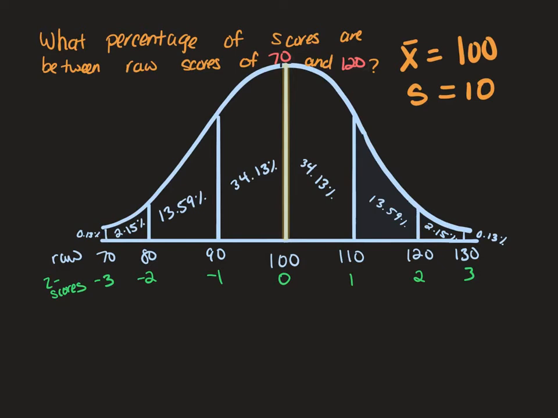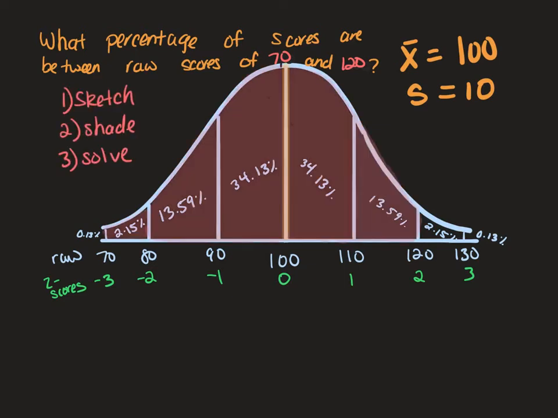Find the percentage of area that corresponds to scores between 70 and 120 using the sketch, shade, and solve method. We already had a sketch, so I've just shaded it. Now I'm going to move on to step 3, which is solve. I see that I've got 2.15, 13.59, 34.13, another 34.13, and another 13.59. I'm going to add all these together to get the total area shaded under my curve. When I add this, I get 97.59%. So the area that corresponds to raw scores from 70 to 120 is 97.59%.